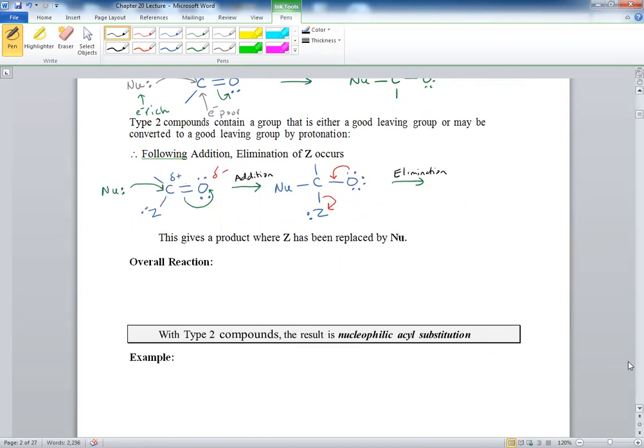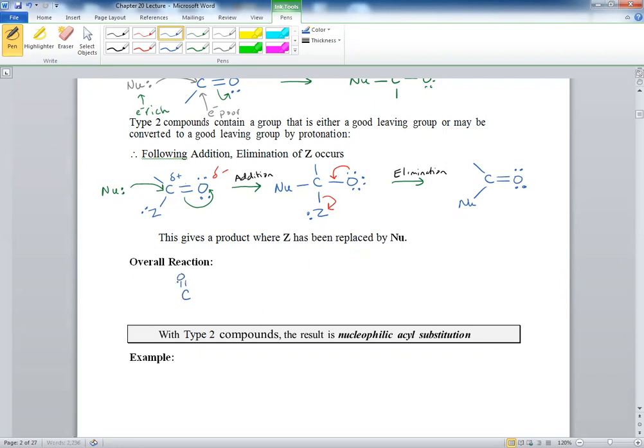So you can probably predict how it should look. You can pause and draw the final structure of the compound, and it would be the C attached to the nucleophile, and of course the carbonyl oxygen. Very good. So this gives a product where Z has been replaced by the nucleophile, and so the overall reaction is the following.